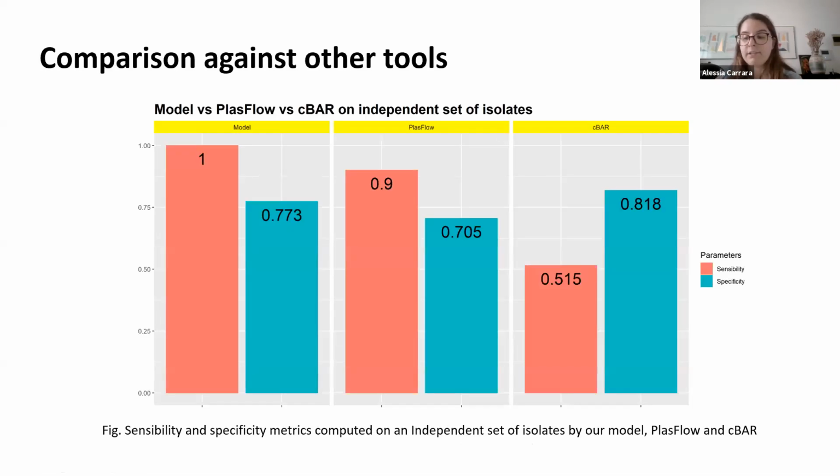In the end, as a final result, we tested the model on the 5 independent isolates that we extracted at the beginning, and we compared the performances with 2 other commonly used tools, PlasFlow and CBAR, which are used to retrieve plasmid contigs. And again, here we can see in the bars the sensitivity and specificity values, and we can assess that our model actually performs the best compared to the others.